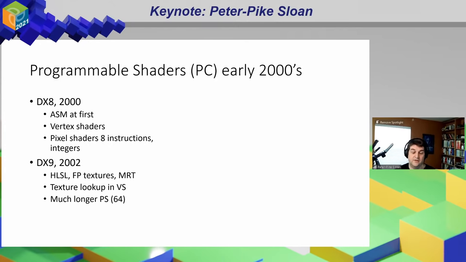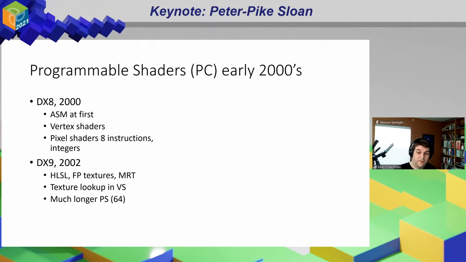And then in 2002, the DX9 and more complete programmability started coming out. This is when HLSL and other shading languages became common. You could do texture lookups in vertex shaders. The pixel shader length went a lot longer, to 64 instructions, I think, on that first generation of hardware. And in the research community, this is when all the GPGPU papers came out. So Brook, Ian Buck's thesis work, was one of these early stream processing things, and there was lots of exciting work in this space at the time.